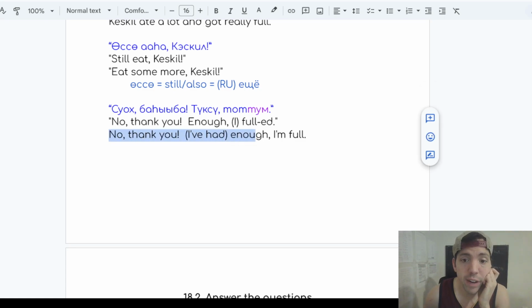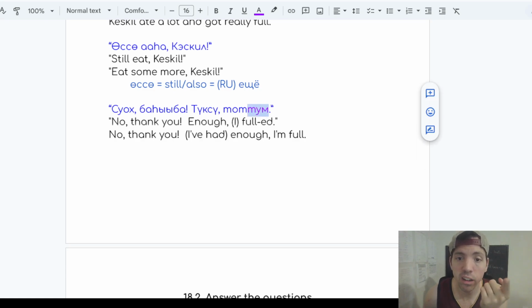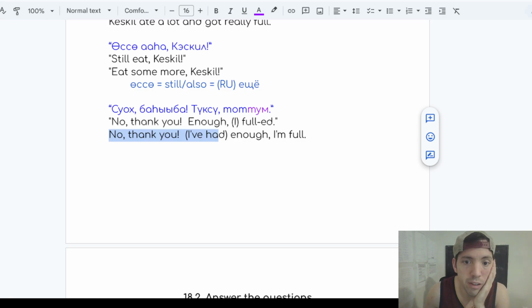No, thank you. I've had enough. I'm full. Now, I will point out that this tum is the past tense ending. So if I did something, like got full, so tot is full, but it's a verb, it's like to get full. So I got full, so we're going to put tum at the end. Okay, totum. That's one of the past tense endings for I, I did something. All right. So no thank you. Enough. I'm full.